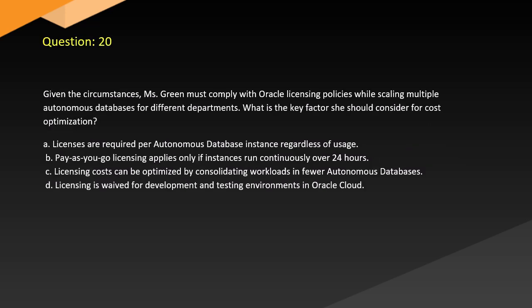Question 20. Given the circumstances, Green must comply with Oracle licensing policies while scaling multiple autonomous databases for different departments. What are the key factors you should consider for cost optimization? A. Licenses are required per autonomous database instance regardless of usage. B. Pay-as-you-go licensing applies only if instances run continuously over 24 hours.